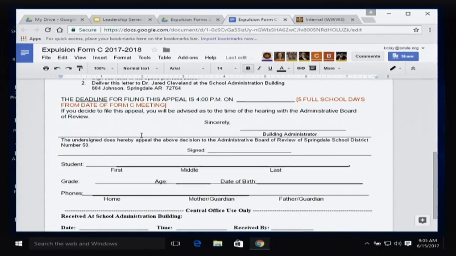Yes. And that's 5 school days, correct? Yes, 5 full school days. So if it's a holiday, well, say it was right before Christmas break, we'd need to count business days. If the central office is open, count that, but it does not count weekends.